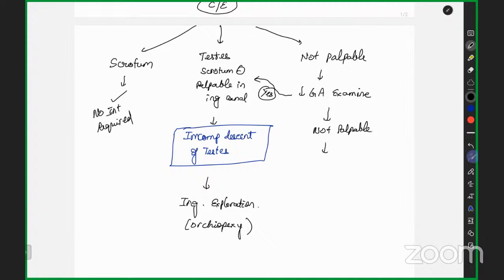You're going to go for a laparoscopy. You're going to perform a laparoscopy and you're going to see.